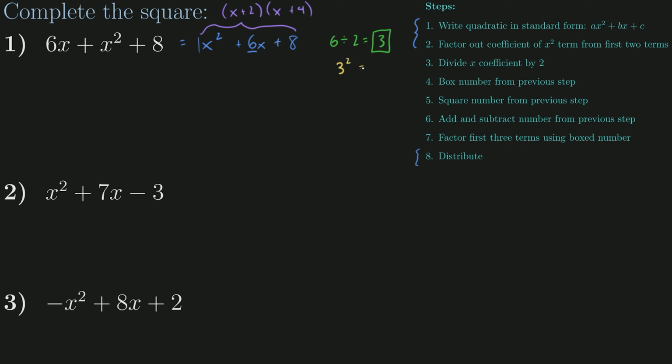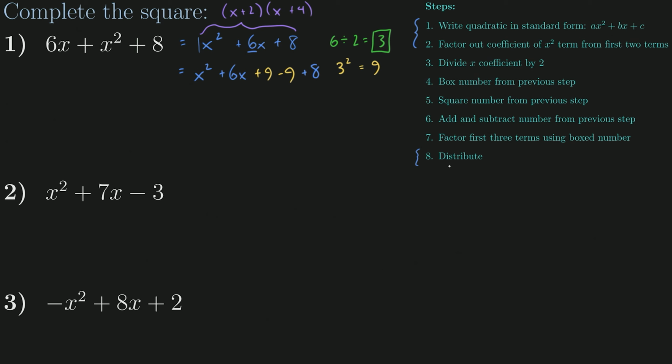Step 5 says to square the number from the previous step. 3 squared, 9. Step 6 says to add and subtract the number from the previous step to our expression. So we have x squared plus 6x, and then we're going to add and subtract 9. Plus 9 minus 9 plus 8. Now I want you to look at these 2 steps. These 2 expressions are identical. We haven't changed anything. Plus 9 minus 9 is equal to 0. It's the same expression as the previous line. We're just changing the way we're grouping the terms so that we can complete the square.